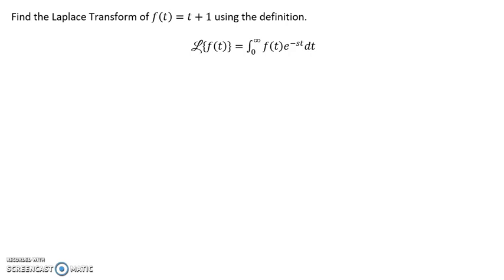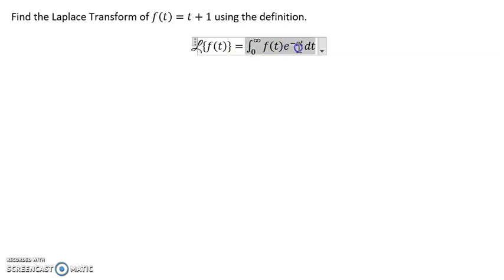Okay, so in this video, we're going to do an example of finding the Laplace transform for a function using the definition. Now, the definition of a Laplace transform is simply to take the function that you're finding the transform of times e to the negative st and integrate that function that you get with respect to t from 0 to infinity. And so we want to find the Laplace transform for t plus 1.